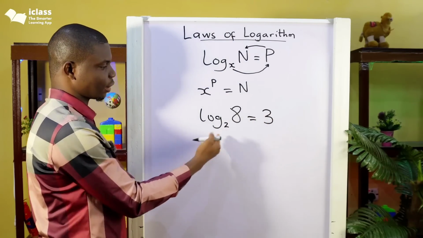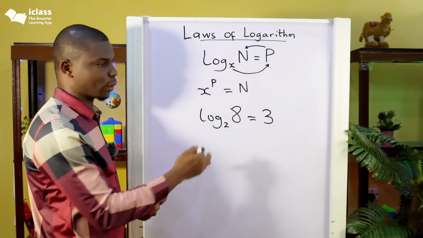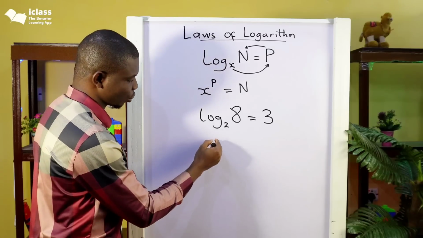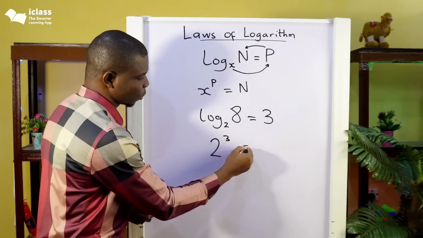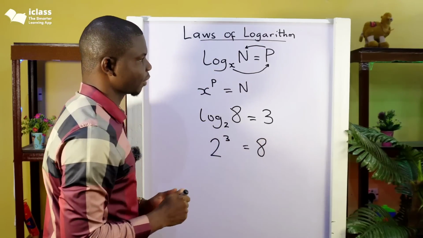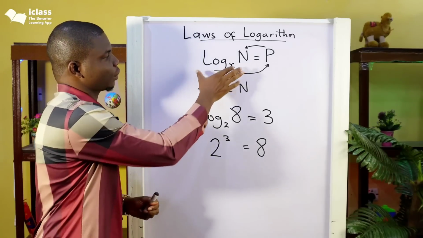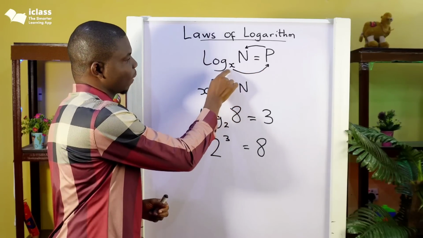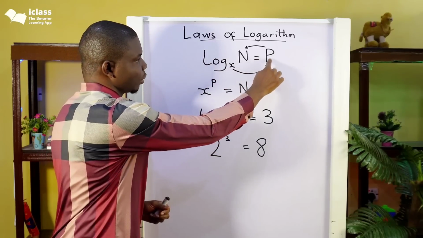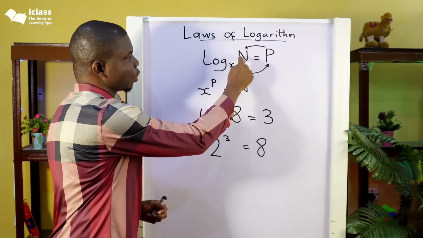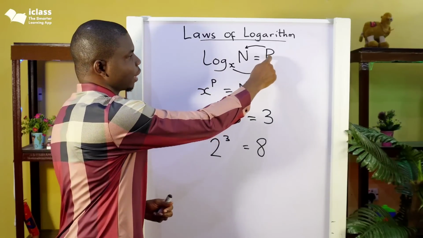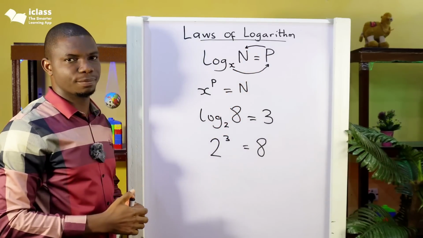And again, we can change this from a logarithm equation to an index equation like this. 2 to the power 3 is equal to 8. So this is the first thing you have to know about logarithms. That if you have a logarithm equation like this, the base raised to the answer is equal to the argument.